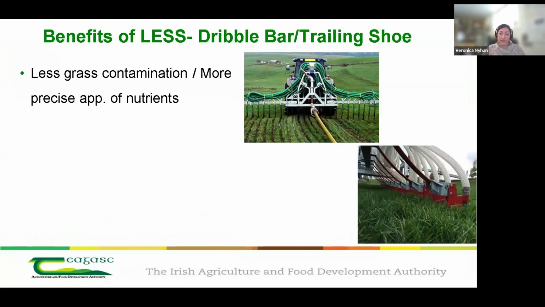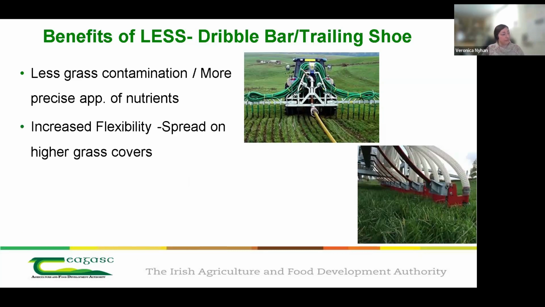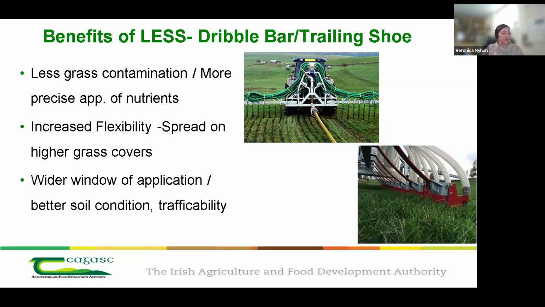Obviously it increases your flexibility when it comes to application rates. You can go out on heavier covers because the trailing shoe will part the grass and put the slurry underneath the grass canopy, which protects it from the atmospheric loss. But it also reduces the grass contamination, means that you're getting more precise application of nutrient, greater flexibility, less pressure for trafficability. You can wait a little bit longer for the field to dry out, and you can spread on higher covers. So there's a lot of positives as well as the nutrient retention.